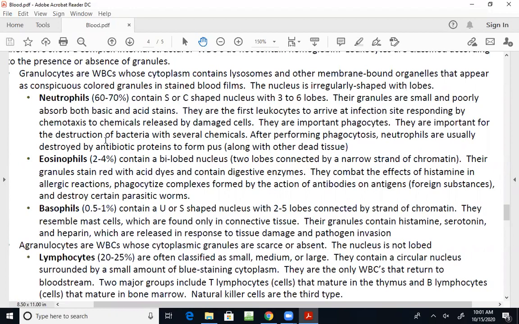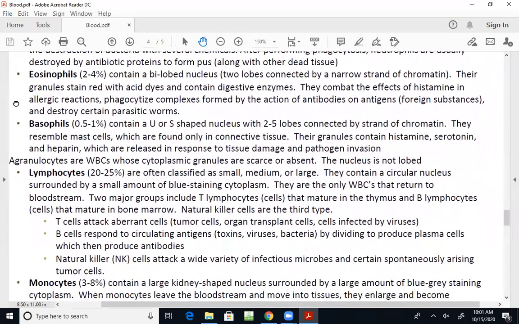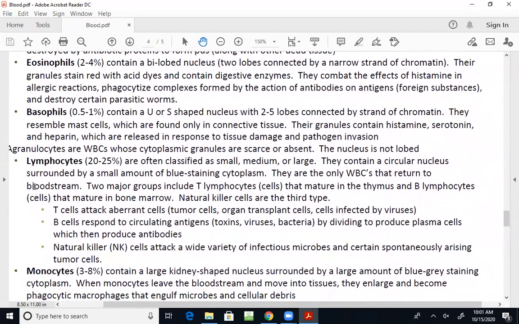Speaking of, they are important in destroying bacteria with their several chemicals. After performing phagocytosis, neutrophils are usually destroyed by antibiotic proteins, forming what we call pus, which is also going to contain other dead tissues. Pus is something we all know, that kind of white gross stuff. You know, we see it when we pop a zit, or when we have really bad infections, that kind of stuff.